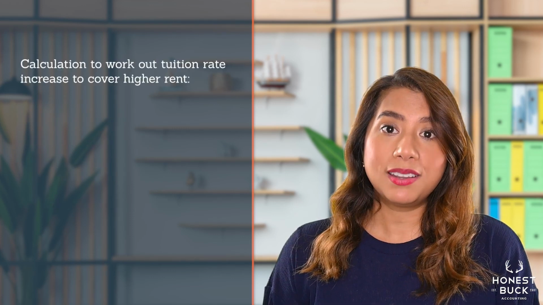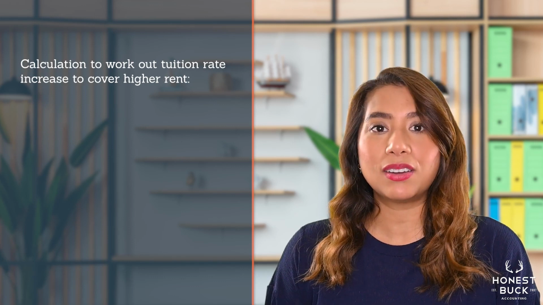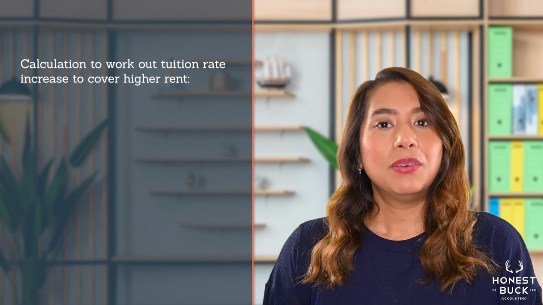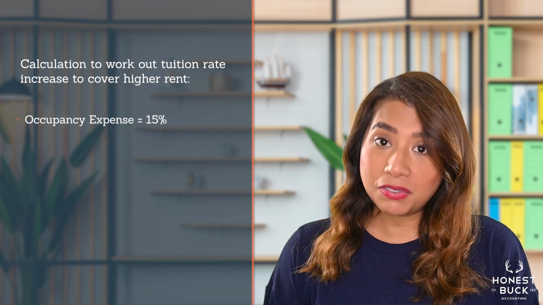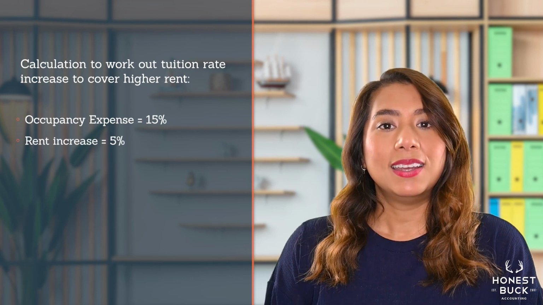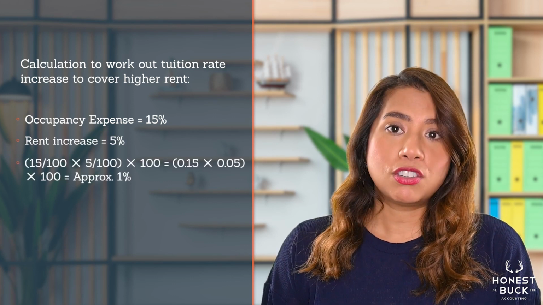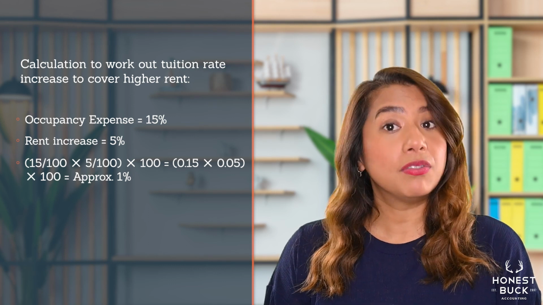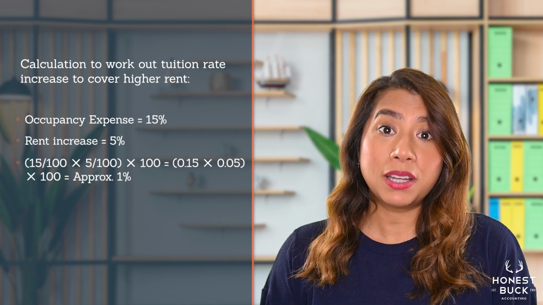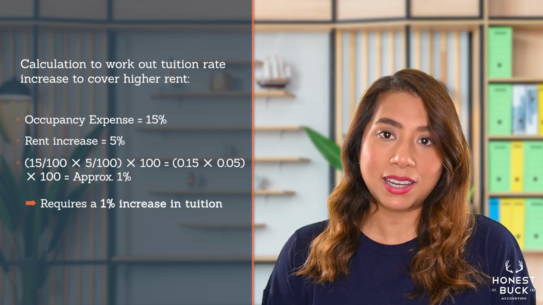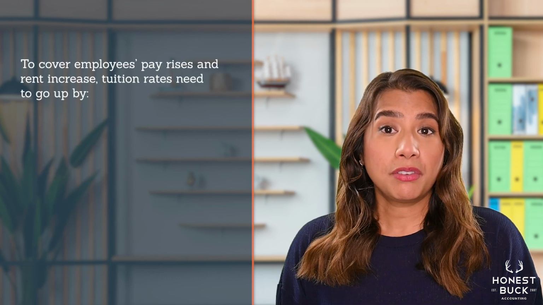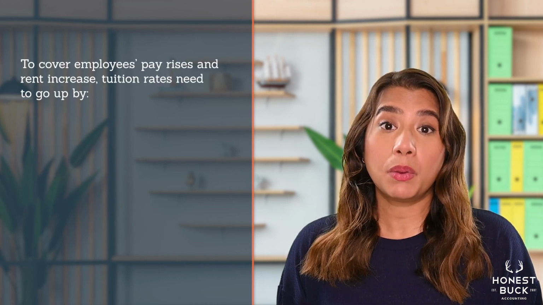Then we need to apply the same calculation to her rent to work out how much to raise tuition to cover her rent increase. We know her current occupancy expense is 15% and her rent is going to increase by 5%. We need to multiply both percentages together. So that's 15 divided by 100 multiplied by 5 divided by 100. Then multiply the result by 100 to convert back to a percentage. And this gives us 1%. To cover her rent increase, she needs to raise tuition rates by 1%.